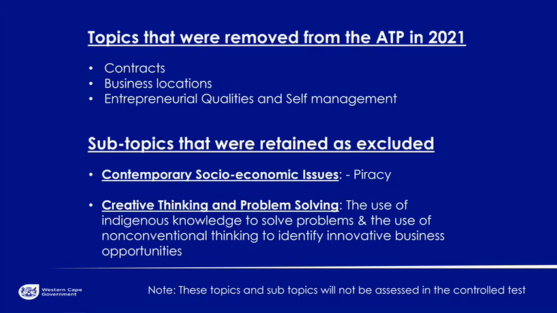this control test. And then within creative thinking and problem solving, you would have been taught the section of work on creative thinking and problem solving, but this section of the work will not be examined, as it was retained as excluded. And that is the use of indigenous knowledge to solve problems and the use of non-conventional thinking to identify innovative business opportunities. So just those two components of creative thinking and problem solving were removed.